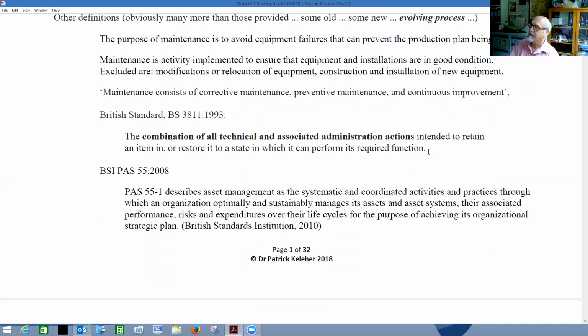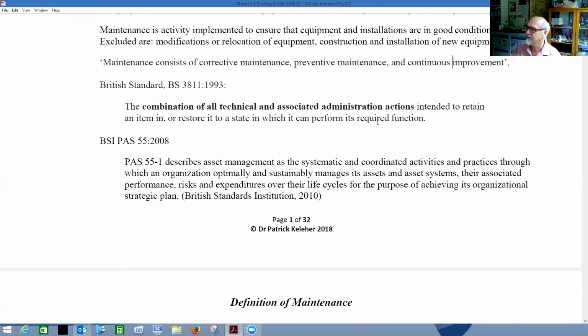But the PAS 55 describes asset management as the systematic and coordinated activities and practices through which an organisation optimally and sustainably manages its assets and asset systems, their associated performance, risks and expenditures over their life cycles for the purpose of achieving the organisational strategic plan. So the key facts are life cycles, and performance associated with a strategic plan. And we're going to cover strategic plan, organisational objectives, that type of thing. We're going to find that maintenance management and asset management will bounce around those things all the time.